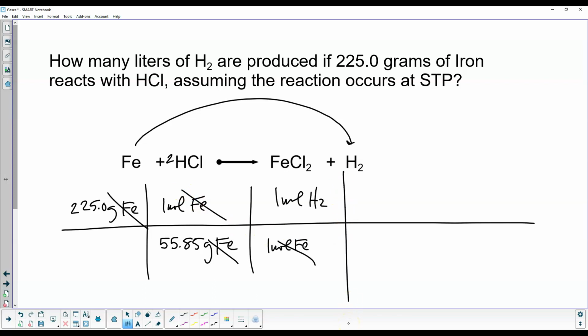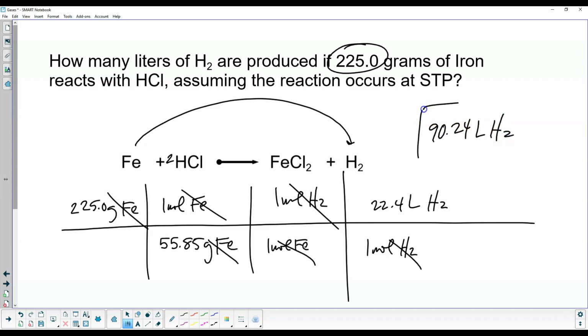Well, because we know that it's at STP, we know the volume of 1 mole, don't we? We know that 1 mole at STP of any gas is 22.4 liters. So we have converted grams to liters. All we need to do is solve 225 times 22.4 divided by 55.85. You're going to have 4 sig figs because of the 4 here. That answer is going to be 90.24 liters of hydrogen. We don't use any of these conversion factors for sig figs. 22.4 doesn't count because it is a constant. It is not a measurement.